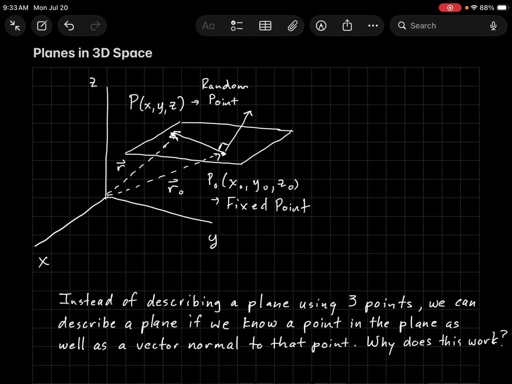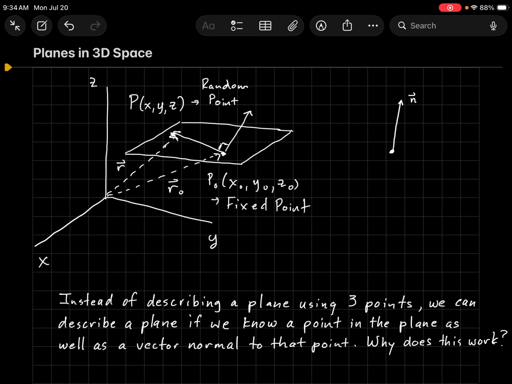Planes in three-dimensional space. To describe a plane, we need any three non-collinear points that happen to be in the plane. But is there a different way, perhaps a better way, to describe a plane? And my claim is that there is one way we do often in multivariable calculus, which is, what if we had a point that's in a plane, and then I have a vector which is going to be normal to the plane.